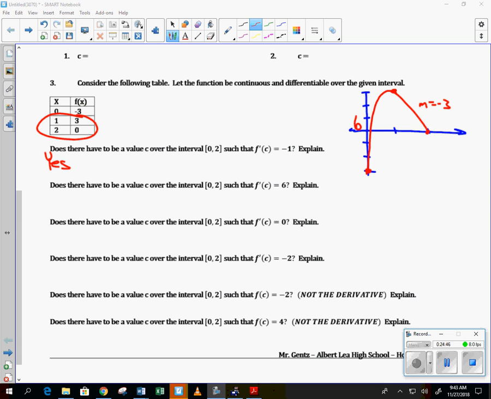And we would really give these two pieces. We'd say f of 2 minus f of 1 over 2 minus 1 is what? Negative 3. And f of 1 minus f of 0 over 1 minus 0 is 6. So what guarantees that we have to have a rate of change of negative 1 during that time? The mean value theorem.